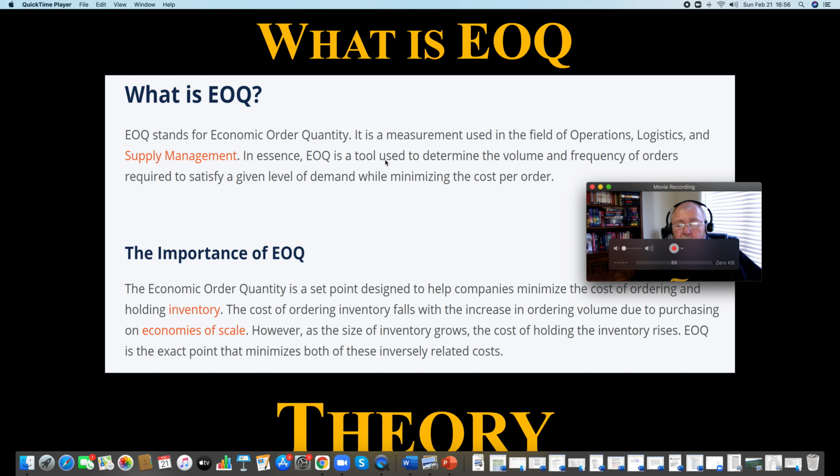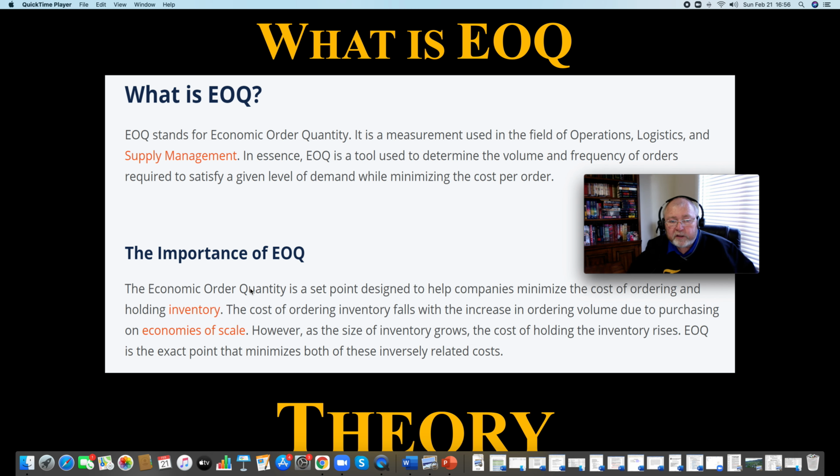It is a tool that's used to determine the volume and the frequency of orders that we need to satisfy a given level of demand while minimizing the cost per order. So the volume, how many items are in our order, the frequency, how often do we have to order. What's the importance of EOQ? It is a set point designed to help companies minimize the cost of ordering and holding inventory.